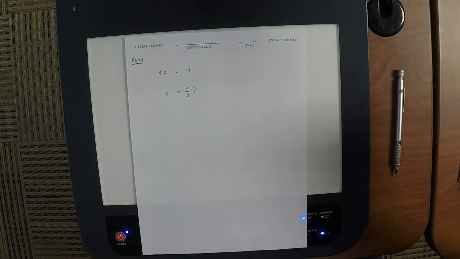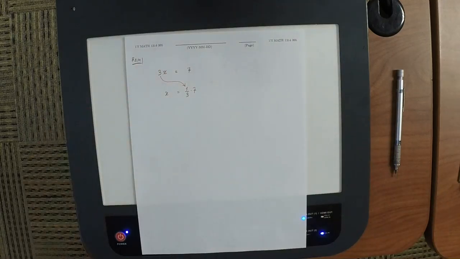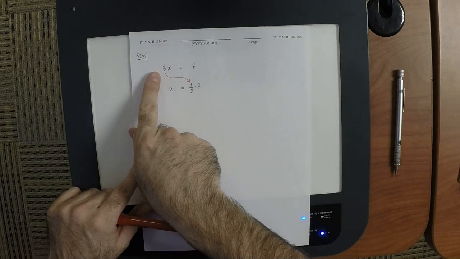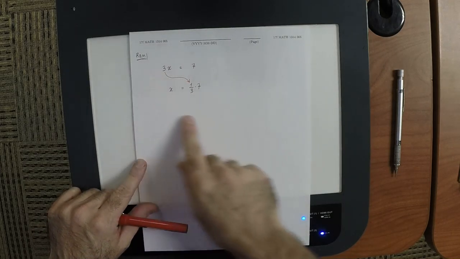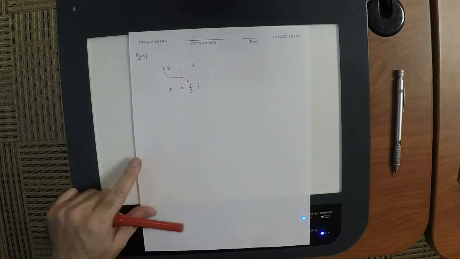Now, what I want you to observe is that this 3 changed sides. On the left-hand side, it's 3. But when you want to move it over to the right-hand side so that you can get the x by itself, it's a third. So that's how it changes sides.